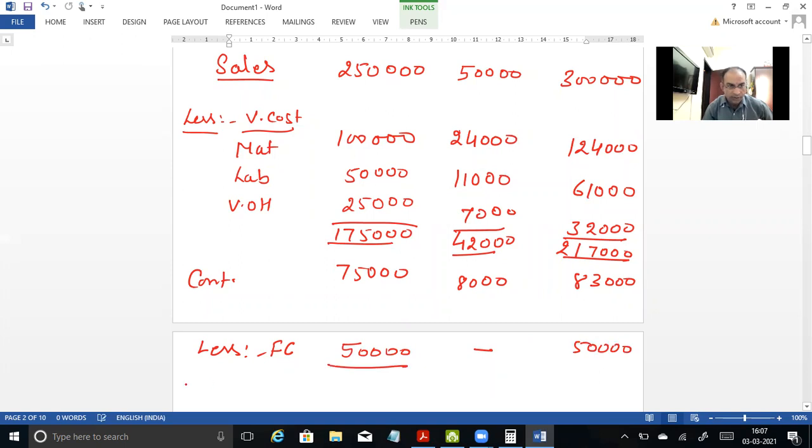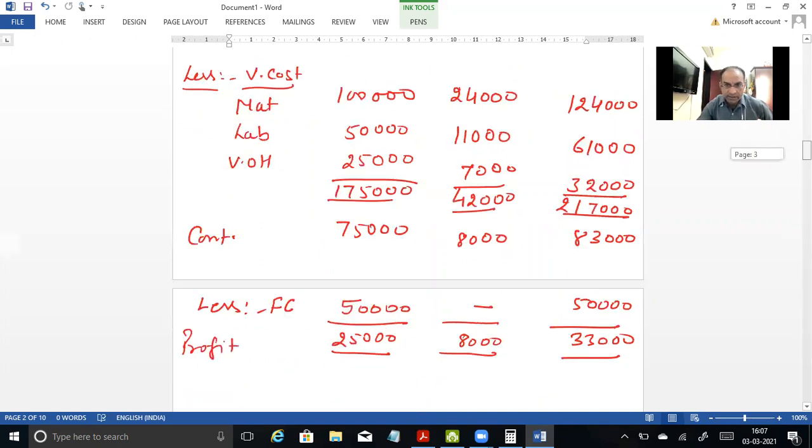So how much profit are we getting now? Profit here we are getting 25,000. Here the complete 8,000 of your contribution would be pure profit. So 25 plus 8 is equal to 33. So the total profit we are getting is 33. This way also it comes to 33.